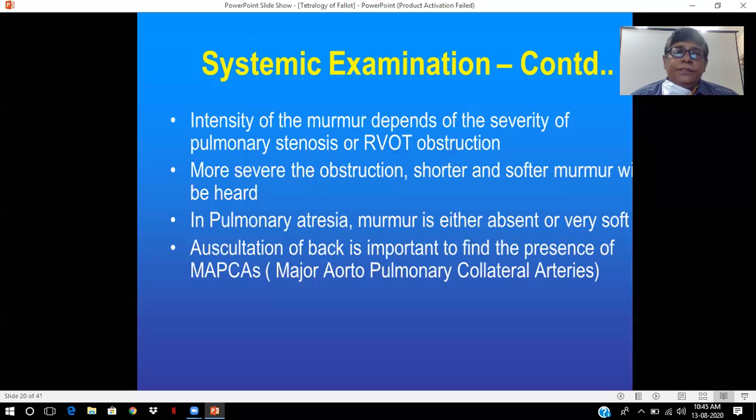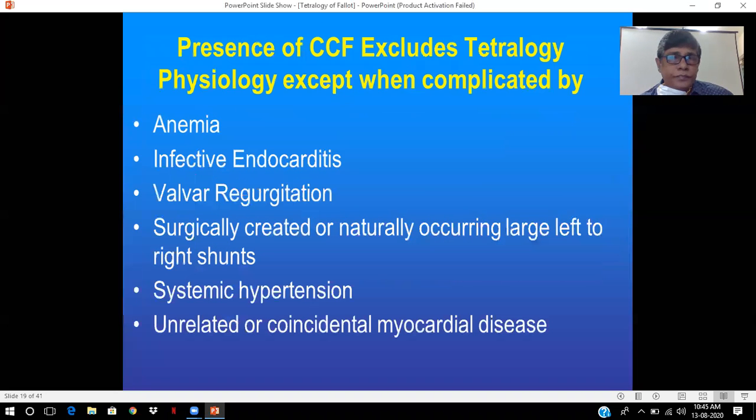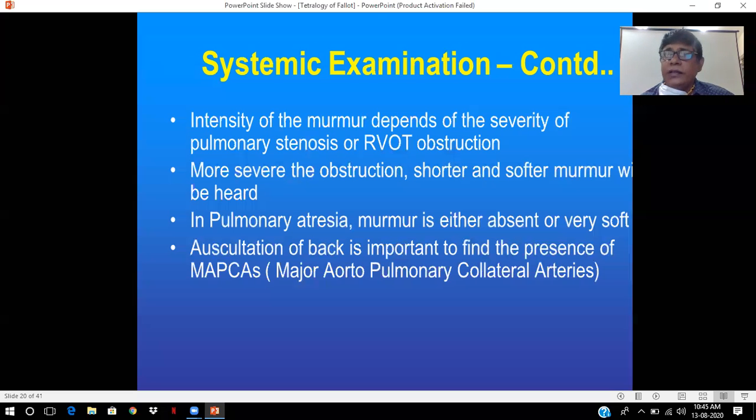Now, on examination, a few things I've missed, I think. The first heart sound is normal. The second heart sound is single, where you hear only the aortic component, A2. Because of severe pulmonary stenosis, the P2 is muffled or very late, so only the aortic component of the second heart sound is heard. So you get a normal first heart sound and a single second heart sound.